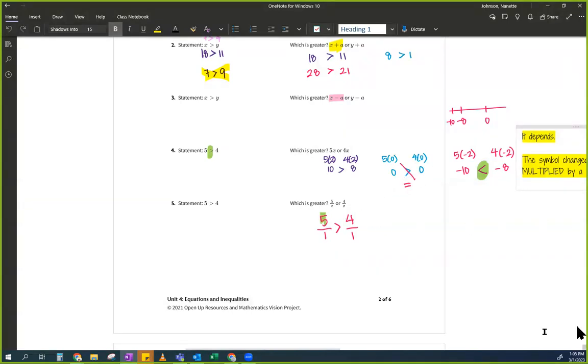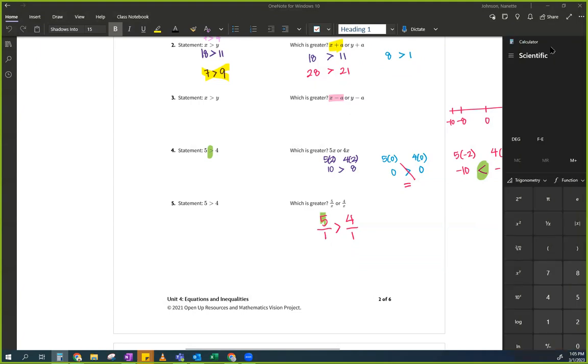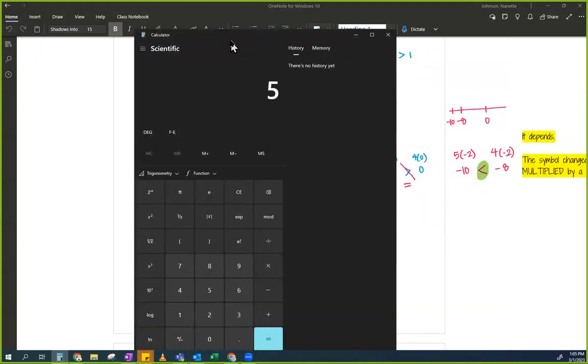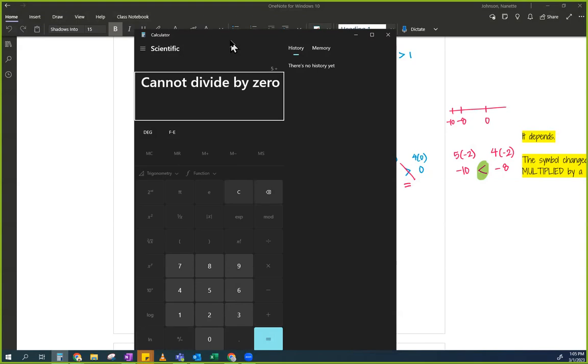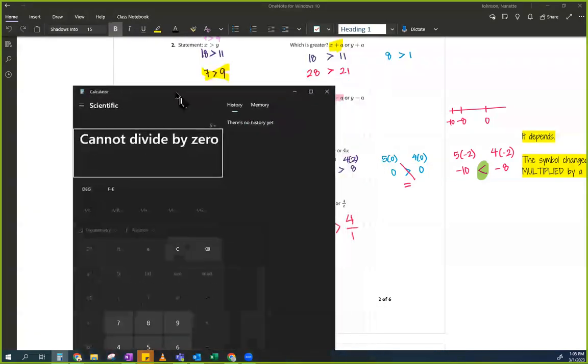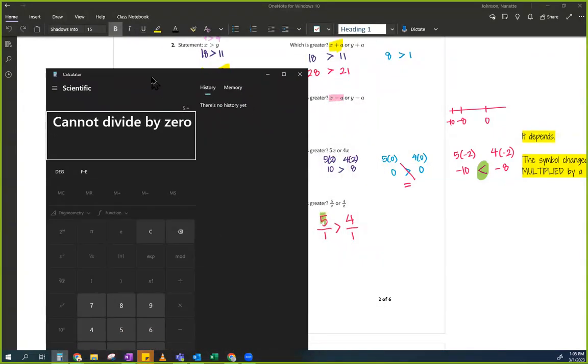I'm not going to divide by 0. The reason why I'm not going to divide by 0, I don't know if you guys have ever done this. I think I told you to do this. But if you ask Siri to divide by 0, it should give you an answer like this. You can't divide by 0, right? I'll explain it to you. If you think about dividing, it just means how many do you get, right?